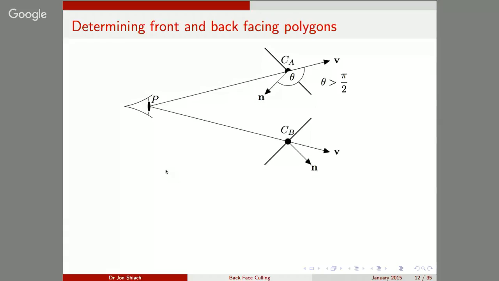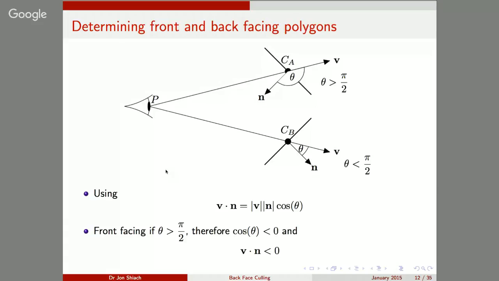Let's do the same for a back-facing polygon, and you can see theta is less than pi over 2. So we use the angle theta to determine front or back-facing. Actually, even better than that, if you remember, the dot product is related to the angle between two vectors. So if I have two vectors v and n, their dot product is defined by the magnitude of v times the magnitude of n times the cosine of the angle between them.